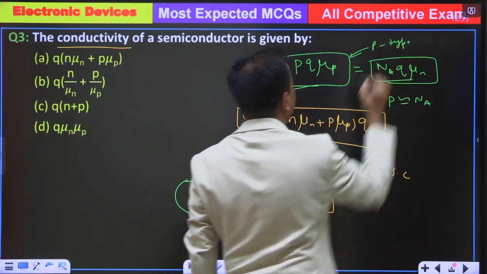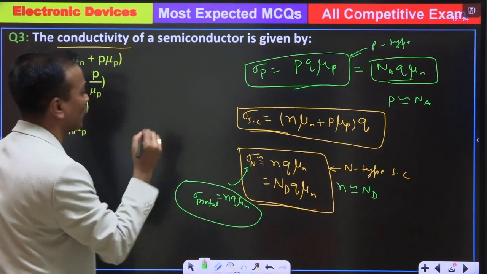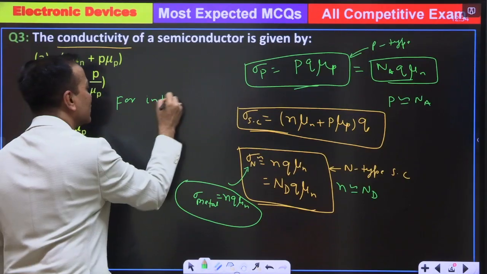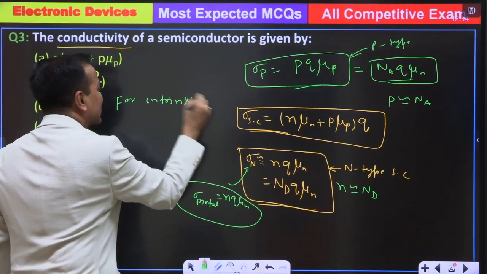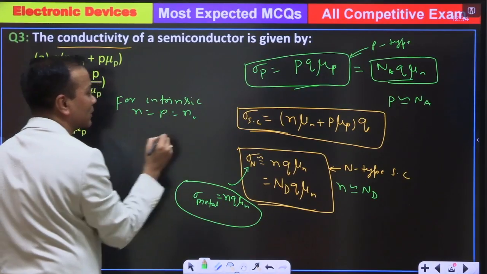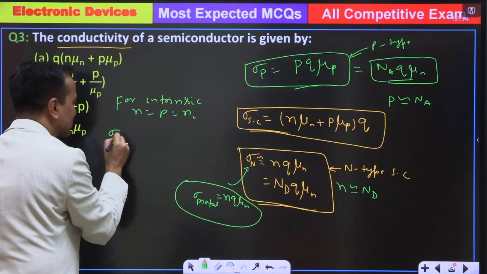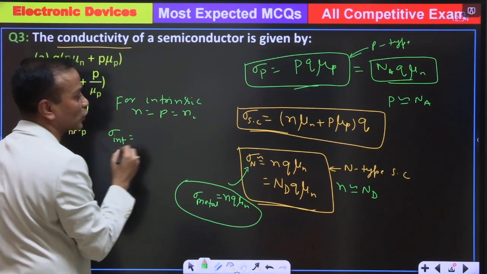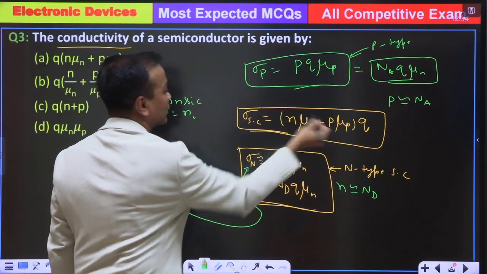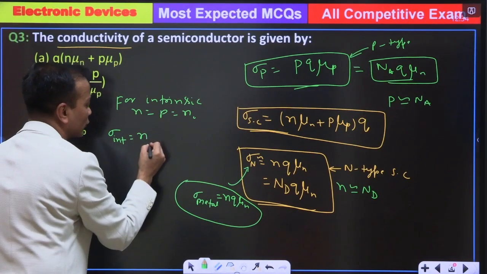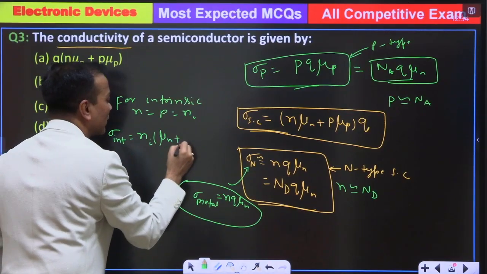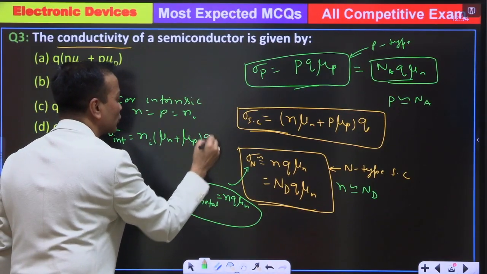Whenever we talk about an intrinsic semiconductor, what will be the change? For intrinsic, n is equal to p is equal to ni. So we simply write sigma intrinsic is equal to, if you substitute n is equal to ni and p is equal to ni, ni will be common. So we write ni outside, and this is (mu n plus mu p) into q.